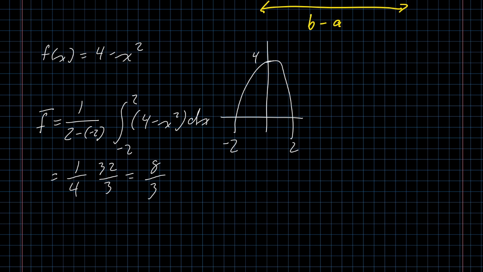If I come back over to my graph, 2 2/3 would be somewhere around there. And so if I draw in my rectangle of height 2 2/3, I get a rectangle with the same area as the area under the curve in the first place.